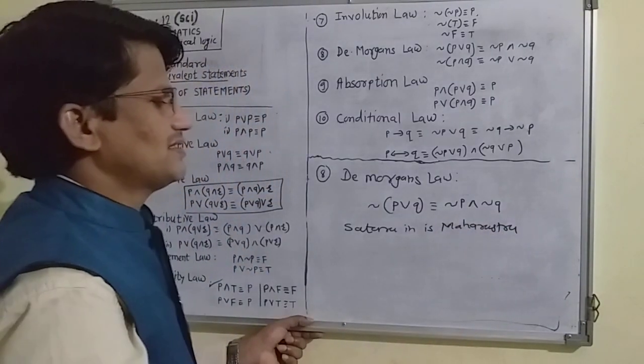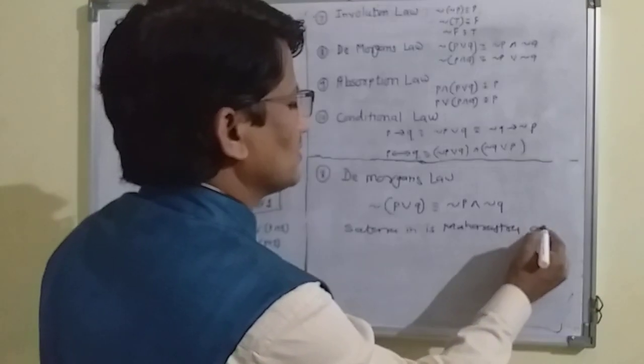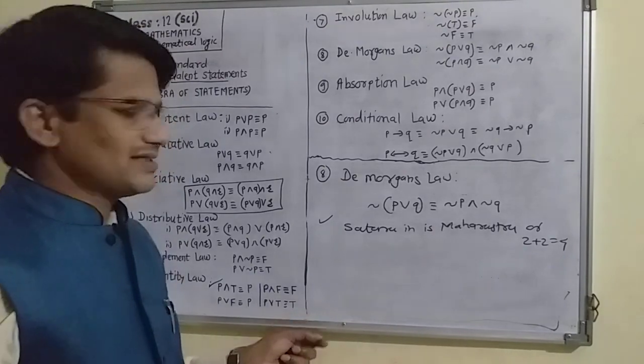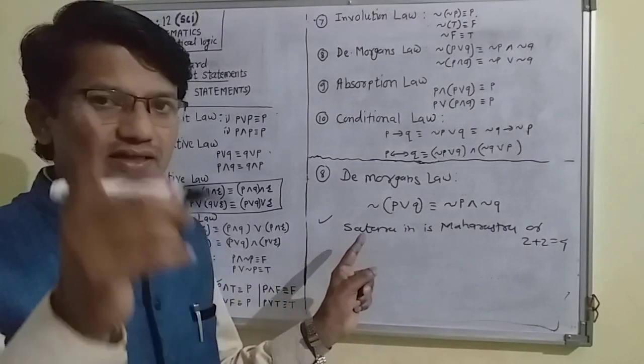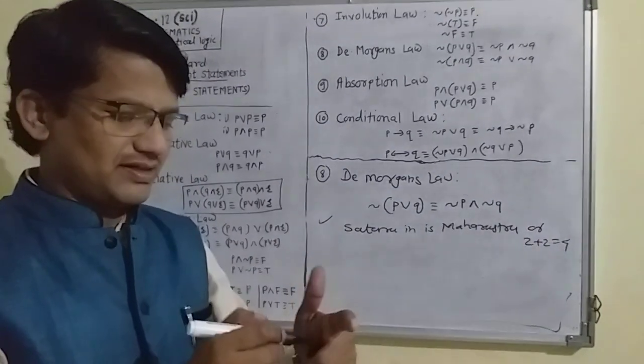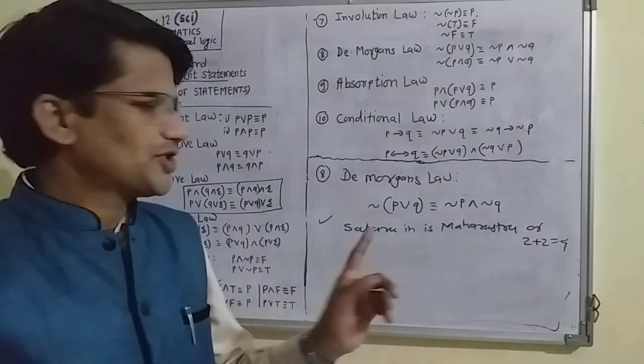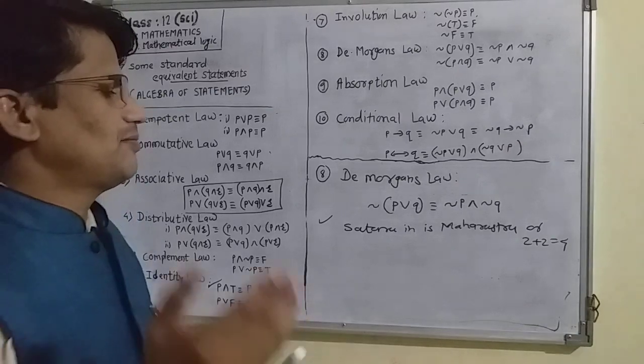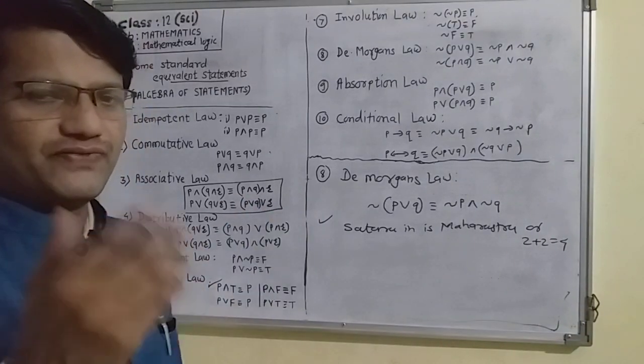Satara is in Maharashtra, or 2 plus 2 equal to 4. And for a question like this, find the negation of the whole statement. We are going to find the negation of the whole statement. What will be our procedure to find the answer?